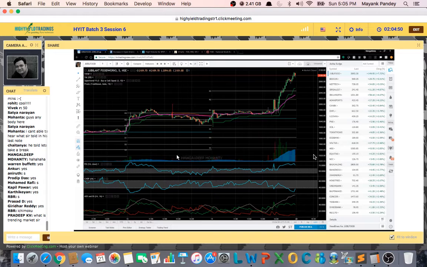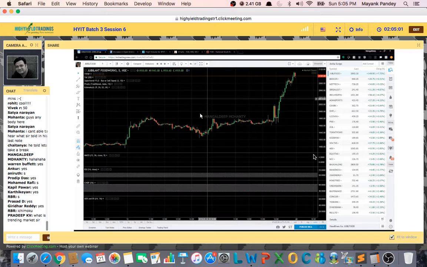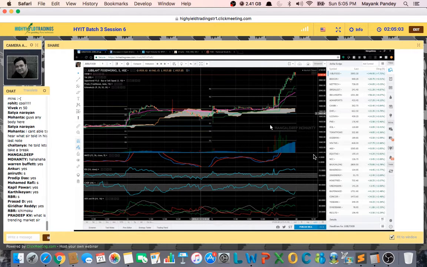So the final setup. The final setup for intraday trading is this. Let me repeat what are the things that we have here. We have Supertrend, we have VWAP, we have Pivot Point, and the Ichimoku cloud, nothing else.